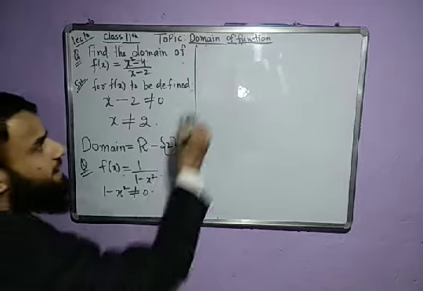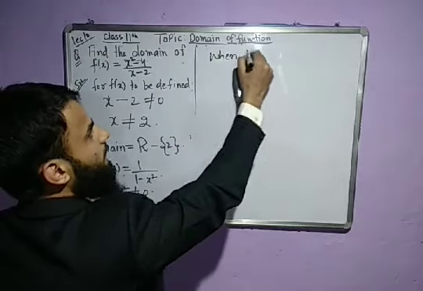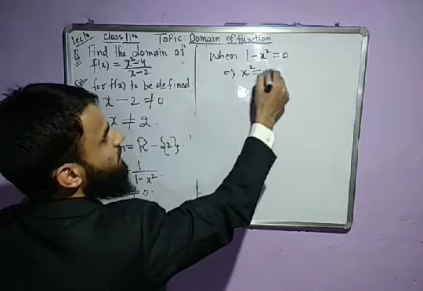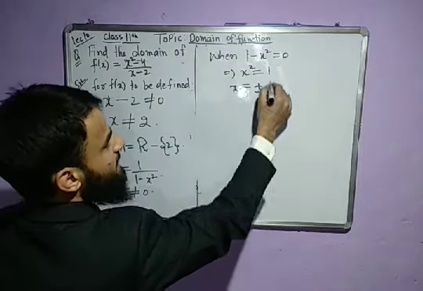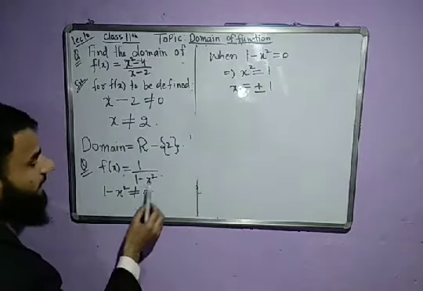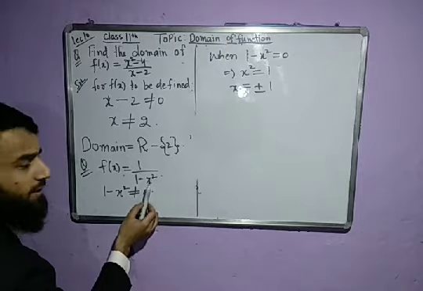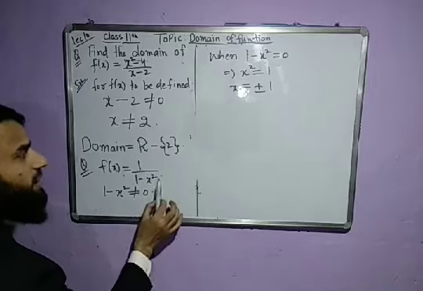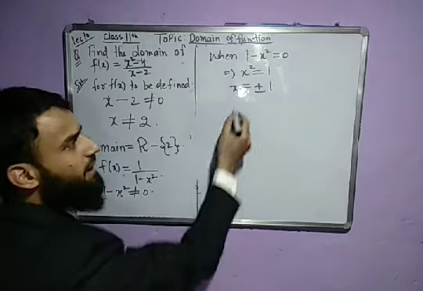Let us see if it is equal to 0. When 1 minus x square is equal to 0, then x square is equal to 1. It means x is equal to plus minus 1. It means that whenever you put x is equal to 1, it will become 0, and whenever you put x is equal to minus 1, it will become 0. Therefore x has any value but without these two.